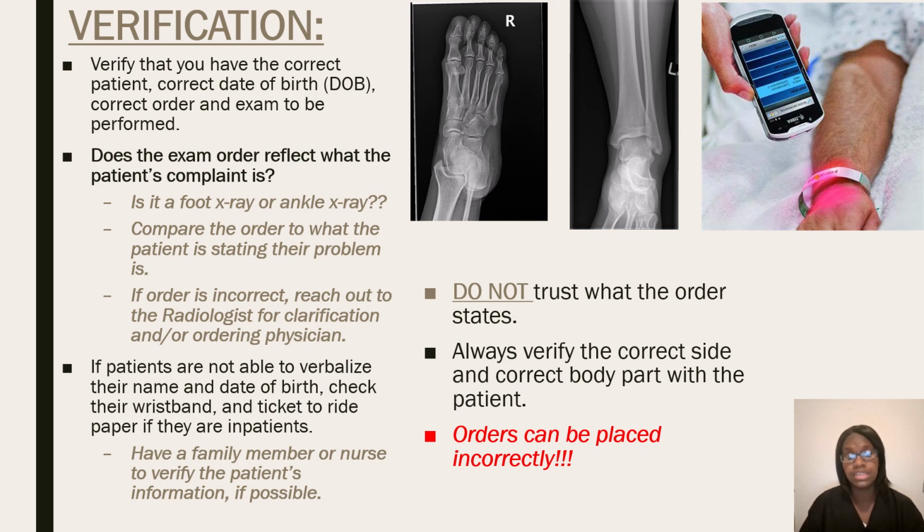You can also verify this information with a family member. If a family member comes down, or a nurse, sometimes depending on where you work, the patient may have a picture in their chart. You can't always trust that, but that's another way you can match their name and birthday up with the wristband and also the picture. Do not trust what the order states whenever it comes to taking an x-ray. You always have to double check and make sure that you are doing the correct exam. Always verify that you have the correct side and the correct body part that you are looking at. And orders can be placed incorrectly.